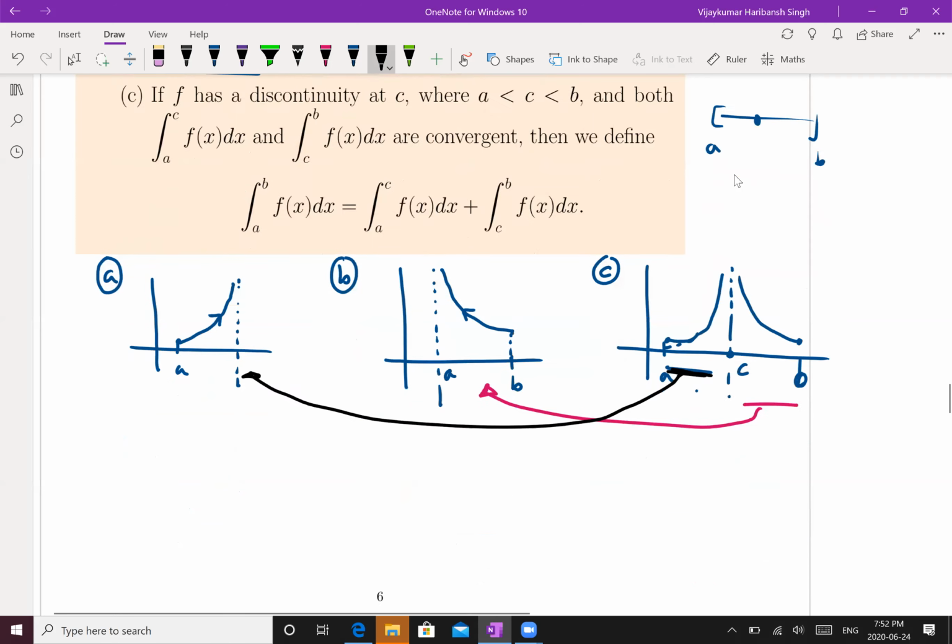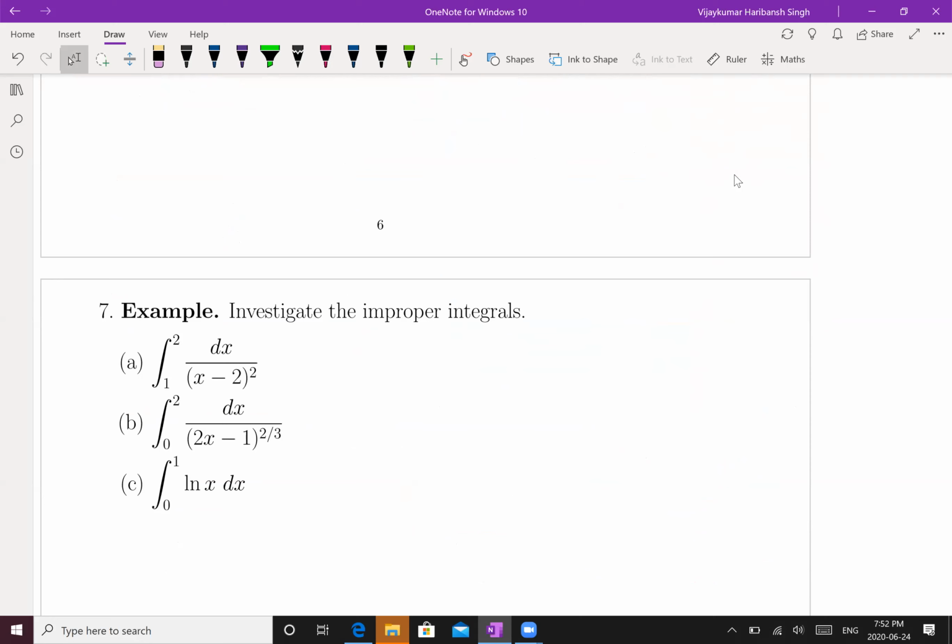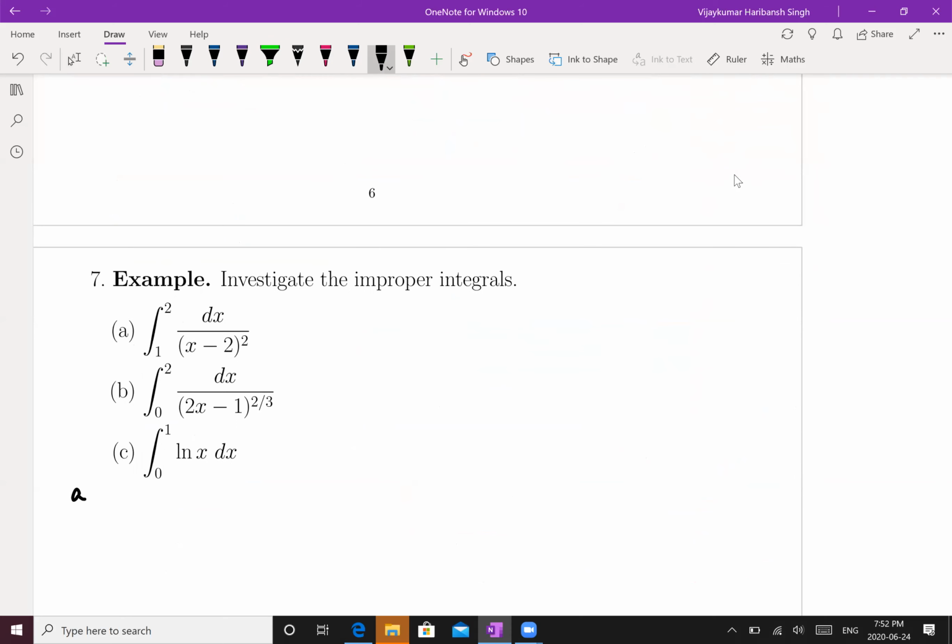So let's see an example of this. Let's do problem A. First of all, is it continuous? No. Where's the problem? The problem is at 2, and 2 is what point? This point here, right? So you have 1 to 2, and this is your point 2. So the integral from 1 to 2 of dx over (x minus 2) squared is going to be written as a limit.